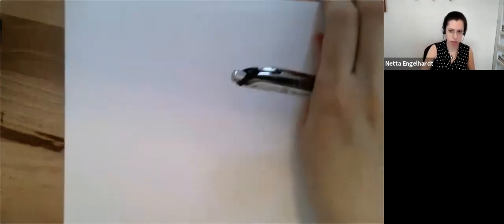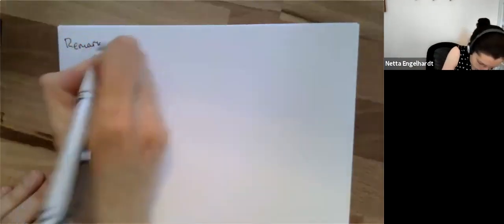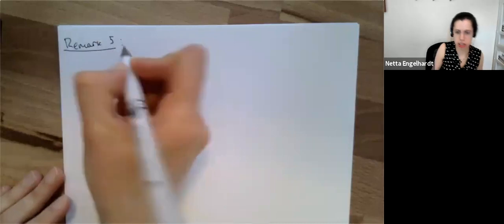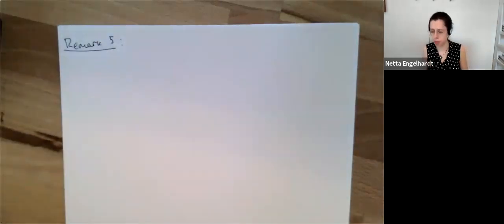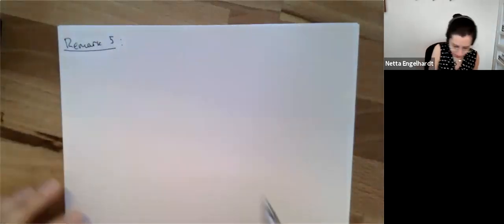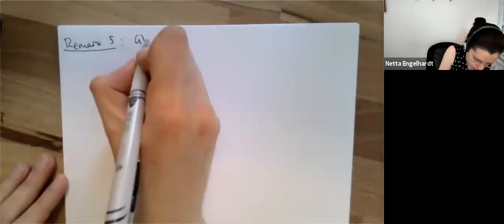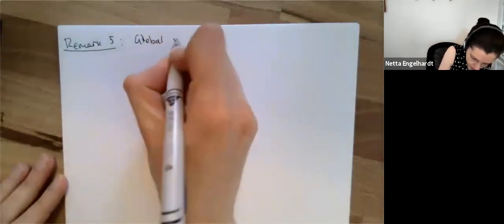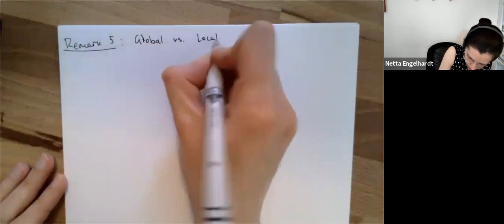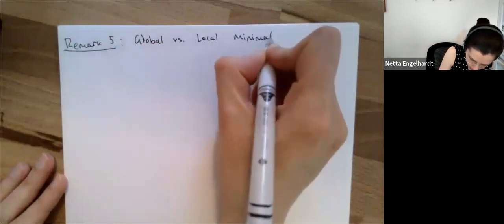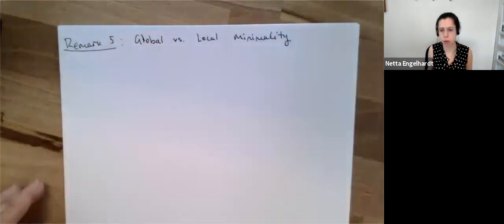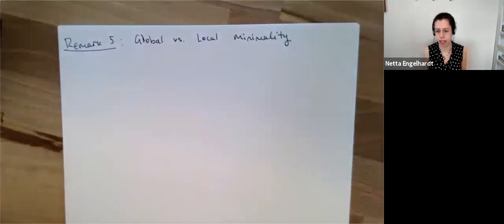All right, so this brings me to remark 5. And this is sort of where things begin to get interesting, if they weren't already interesting, which is a question of global versus local minimality. So we can have multiple candidates for a surface to be computing the entanglement entropy of a boundary subregion.